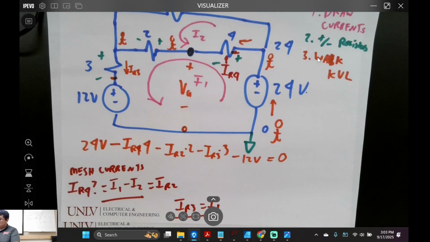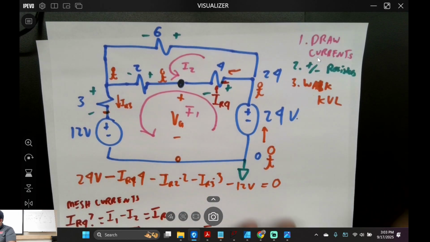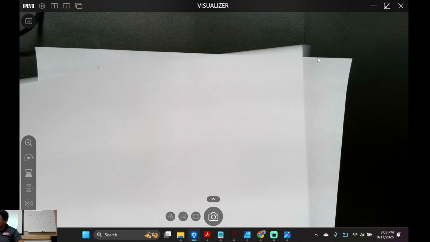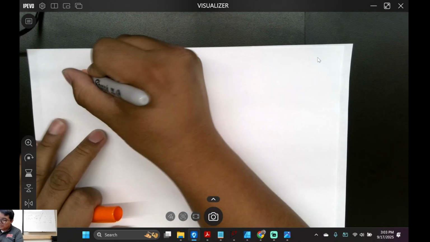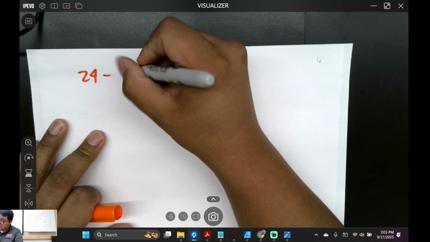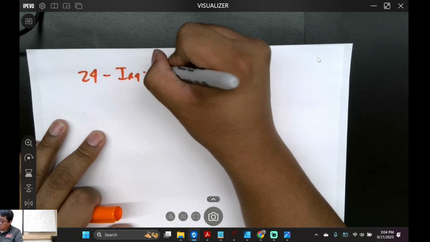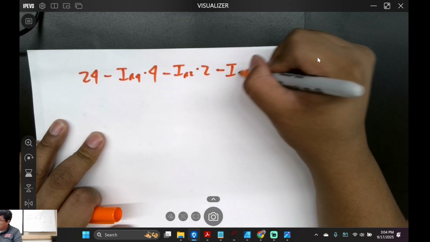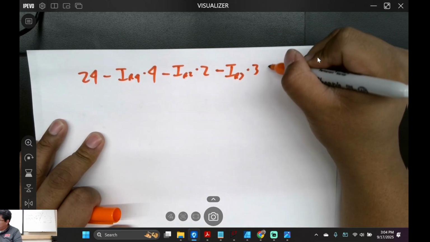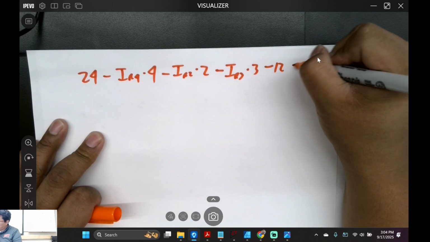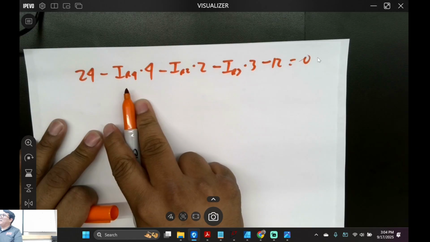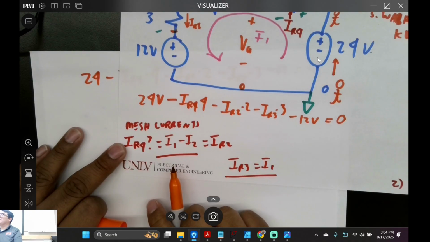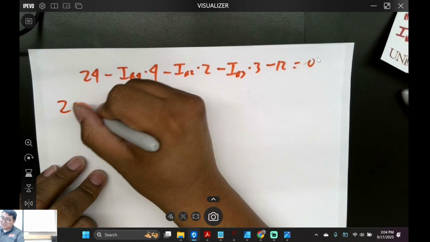Is that good? Let's make this a little cleaner. This is page 2. I'll rewrite these circuits. 24 minus IR4 times 4 minus IR2 times 2 minus IR3 times R3, or resistor 3, minus 12 volts is equal to 0. We set the current in IR4, right, equal to this right here, right? Make sense? So let's just start plugging and chugging.